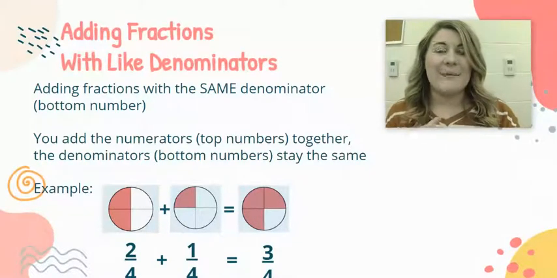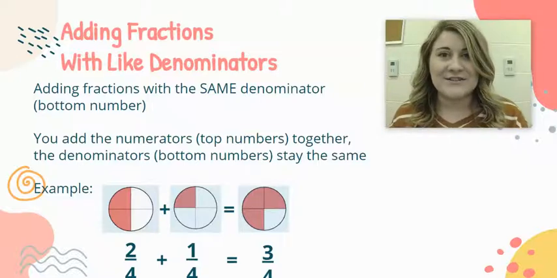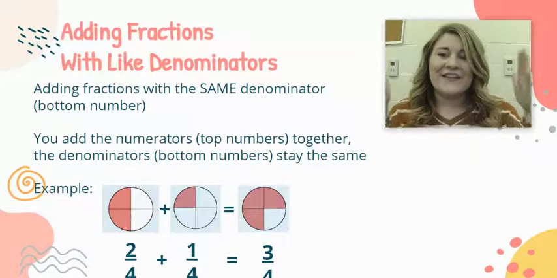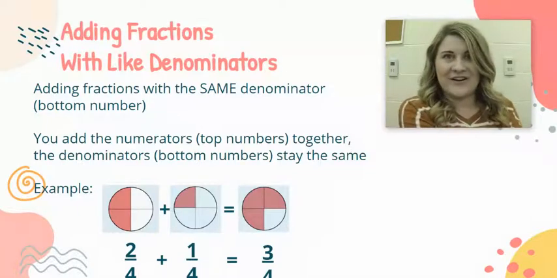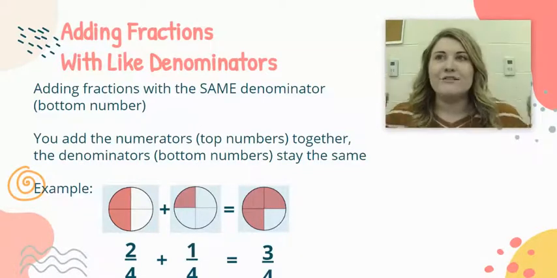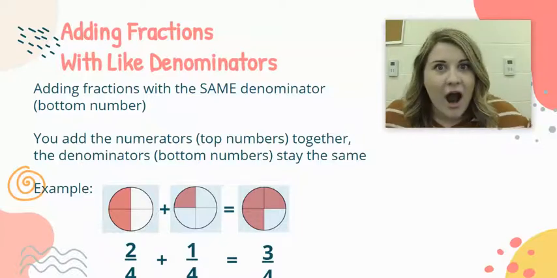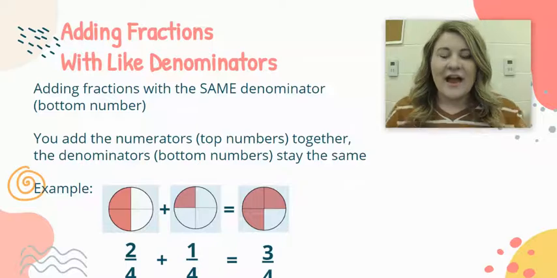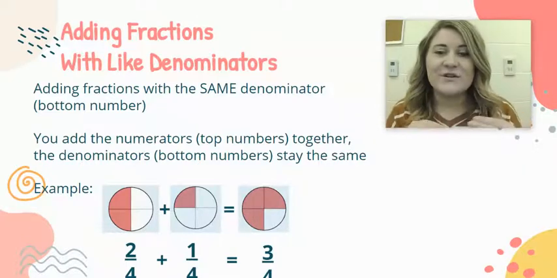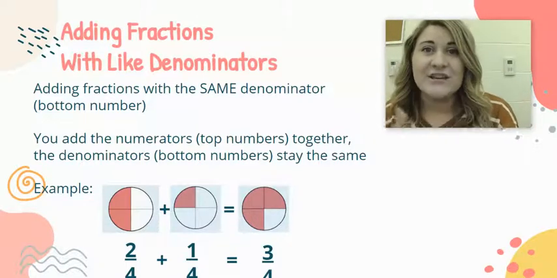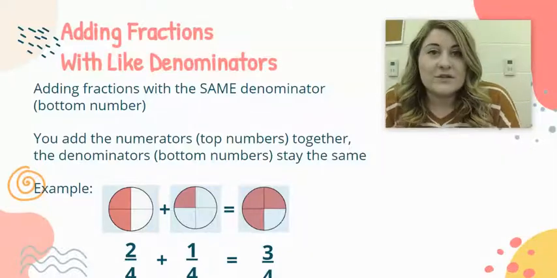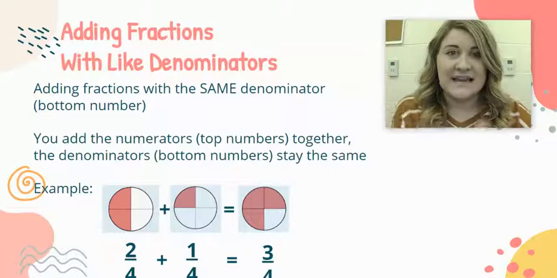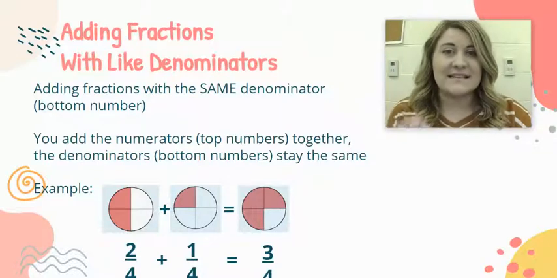But the number of how many pieces we divided that fraction into doesn't change. So the bottom number is not changing. The top number is what we're adding together. So it's actually so simple because you don't even have to add the bottom. Like, how much easier could that get? You're just adding the top numbers together and the bottom number stays the same. So it is so easy to do this. We are just adding 2 plus 1 equals 3, and then 4 stays the same because the fraction stays the same. The denominator stays the same.